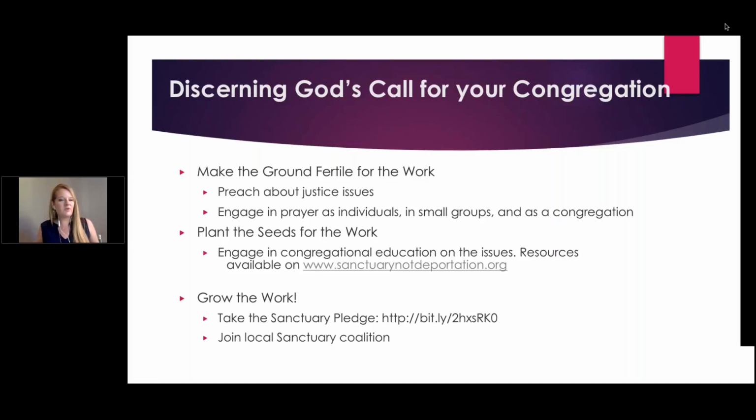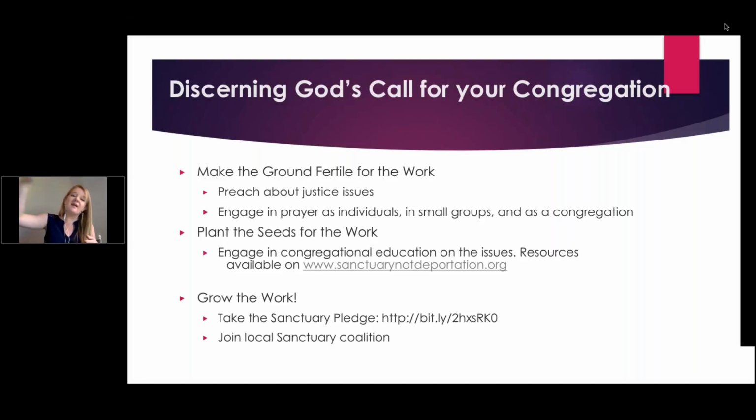And join a local sanctuary coalition. Figure out who in your area is working on these issues. Come together. And so there's two aspects of that work. There's discerning what you are called to as a congregation within the work of sanctuary. And it may not be that you can house someone, and it may not be that that's even the work ahead, but we need to figure out where we are as a congregation and where we are willing to go?